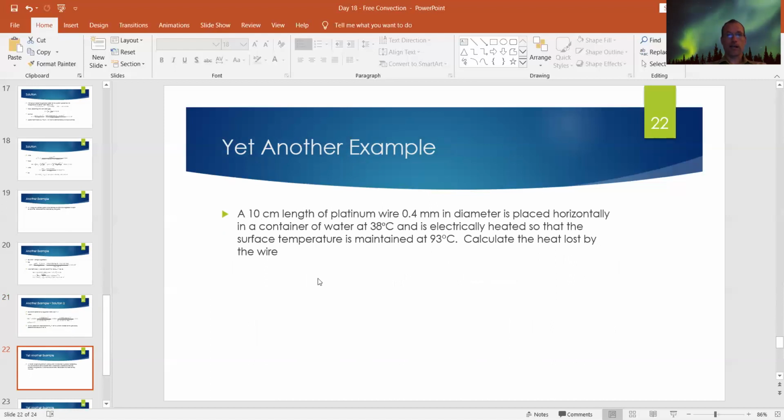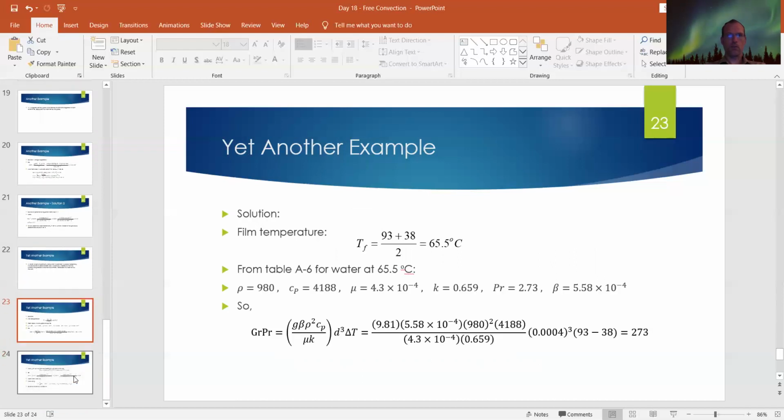Then last case, or last example, I have a 10 centimeter length of platinum wire, 0.4 millimeters in diameter, placed horizontally in a container of water at 38 degrees Celsius. It's electrically heated so that the surface temperature is maintained at 93 degrees, and want to find the heat lost by this guy. So basically a horizontal cylinder. So film temperature, 93 plus 38 divided by 2 gives me 65.5 degrees Celsius.